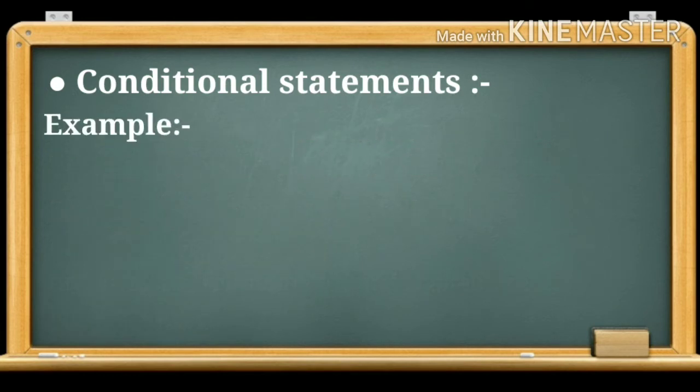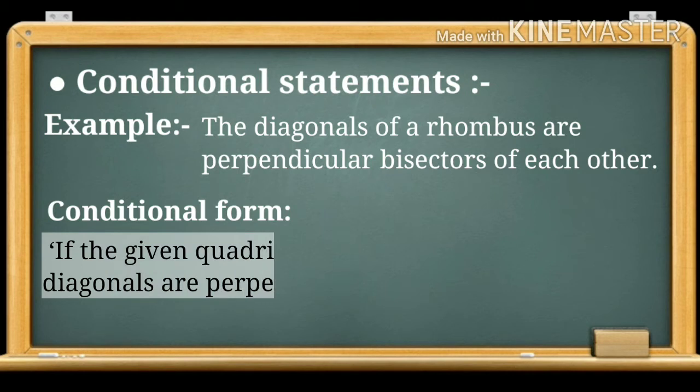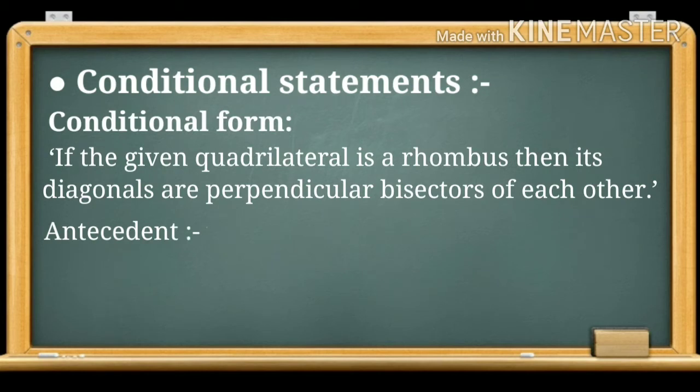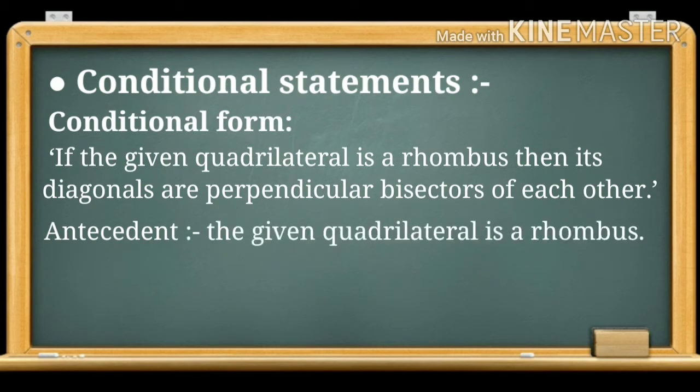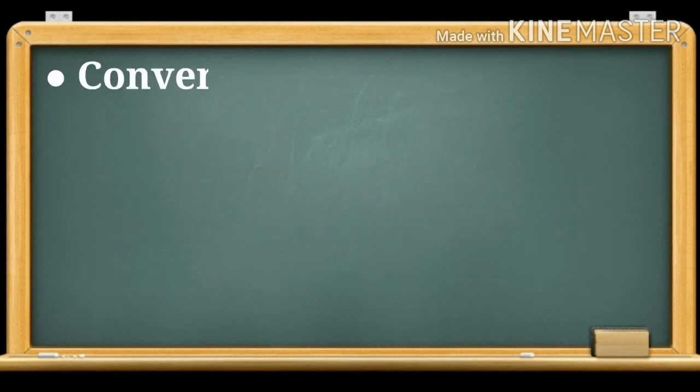Let's see one example. The diagonals of a rhombus are perpendicular bisectors of each other. The statement can be written in the conditional form as: if the given quadrilateral is a rhombus, then its diagonals are perpendicular bisectors of each other. In this statement, the antecedent is the given quadrilateral is a rhombus and the consequent is its diagonals are perpendicular bisectors of each other.